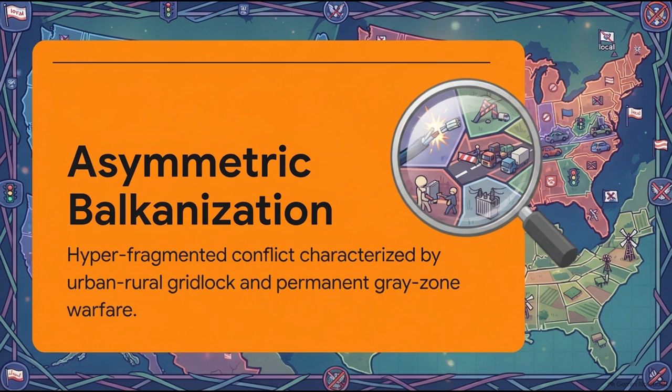Basically, it's a hyper-fragmented conflict defined by institutional balkanization, where local and state entities just openly defy federal mandates, and permanent gray zone warfare. So think chronic infrastructure sabotage rather than conventional battlefield shootouts. The author uses this realpolitik method called systemic stress testing, which is essentially running worst-case simulations on our existing infrastructure to put some numbers on this. Through this testing, they estimate the chances of an overt, synchronized, kinetic hot war, a total 1860-style collapse, at a remarkably low 10 to 15%.